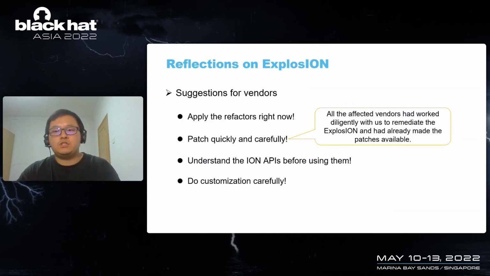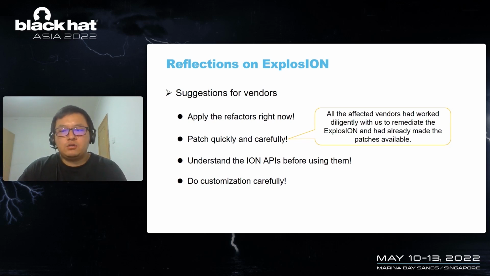So here are some suggestions for vendors. First, vendors should apply the refactors as soon as possible. We make this suggestion for a reason. As mentioned, ION has been refactored upstream since Linux kernel 4.12, which makes ION more brief, but we noticed that some vendors didn't apply this refactor even in their 4.14 kernels. This can be dangerous because the older version may not be maintained well by the upstream community.